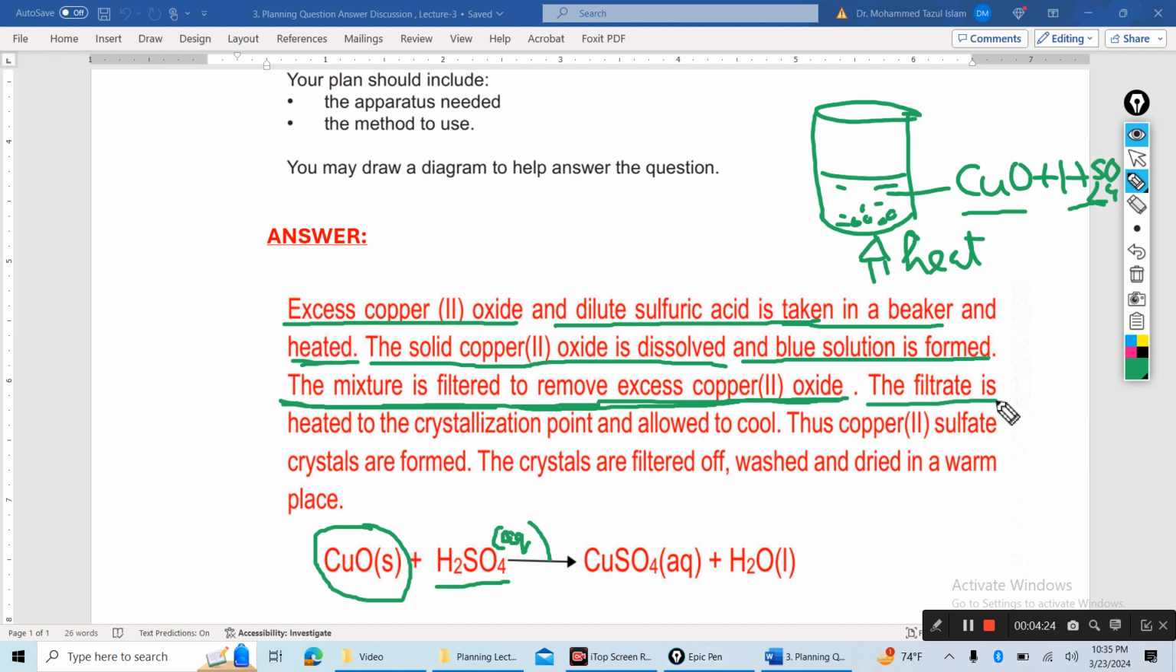Then the filtrate is heated to the crystallization point. The filtrate, I mean the clear blue solution, you will give heat. How much time will you give heat? When you see crystals start to form, then you stop heating. Crystallization point means the point where crystals start to form.